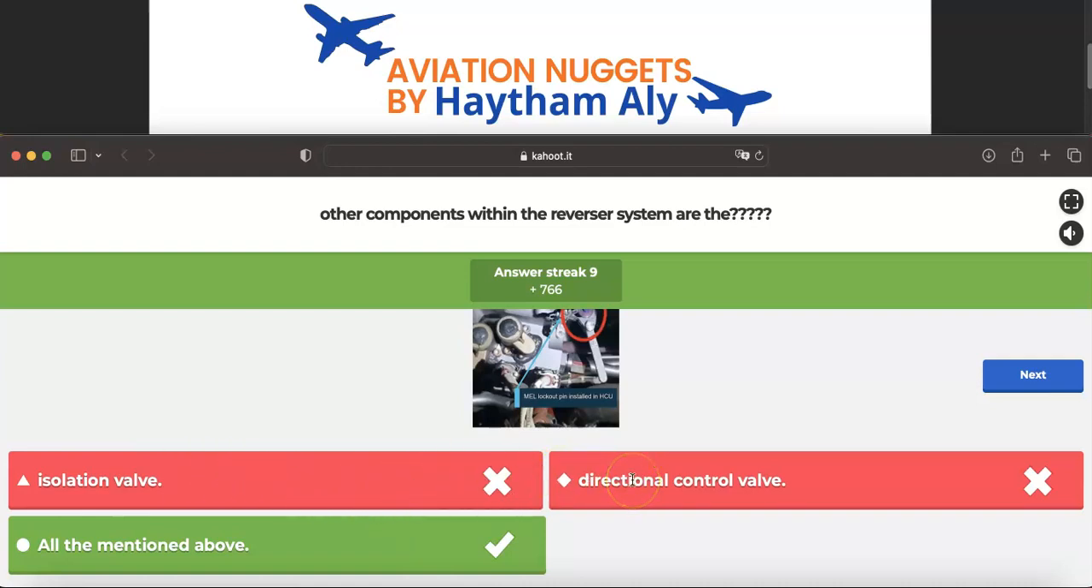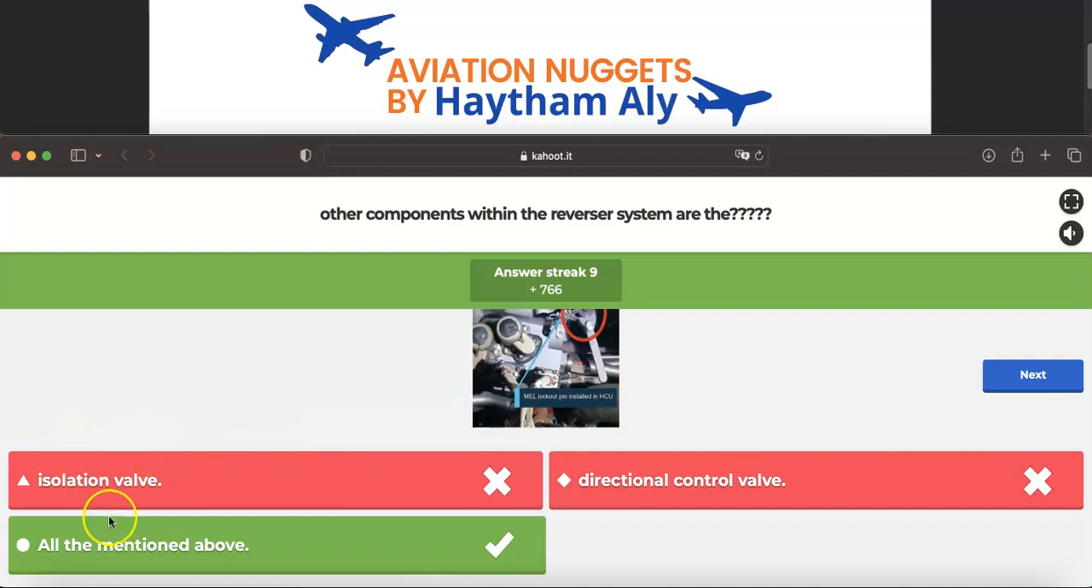The other valve on the hydraulic control unit is a directional control valve, which controls the hydraulic to which side of the actuator, whether you need to stow the reverser or deploy the reverser. So this is the function of the directional control valve.